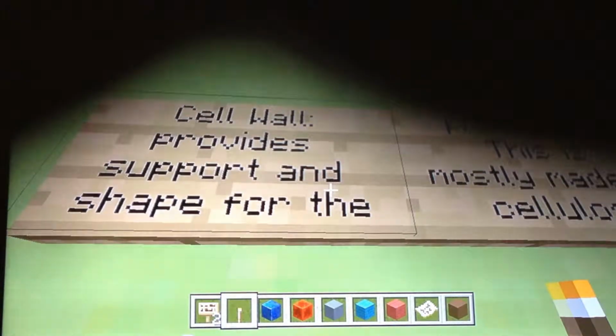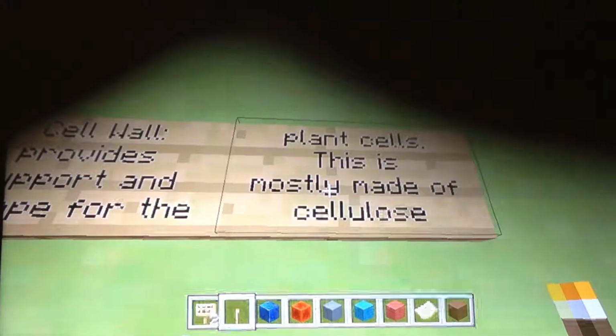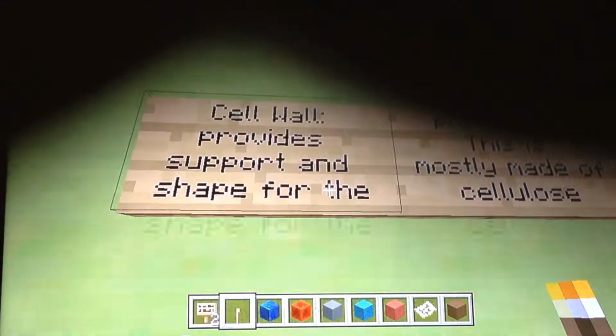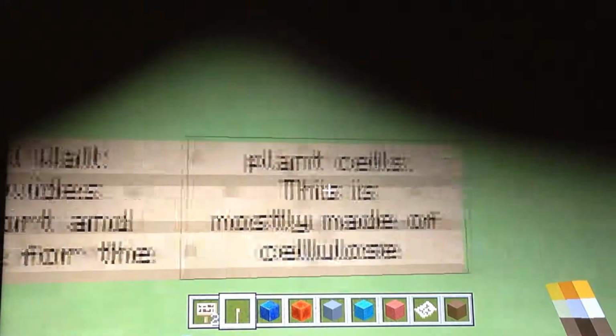And here you can see the cell wall provides support and shape in the plants. And this is mostly made of cellulose, so this is one of the most important organelles for the plant because it basically keeps it protected. But we're not really going to be worrying about that too much today. We're going to be looking into the animal cell.